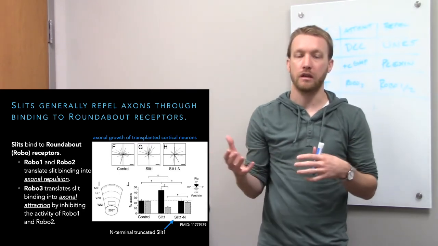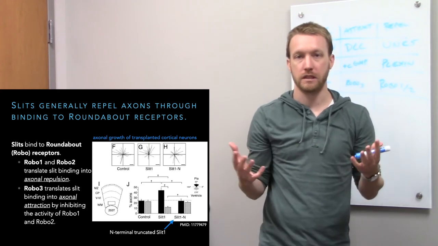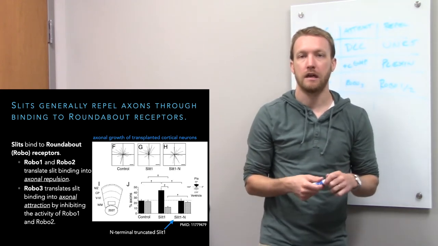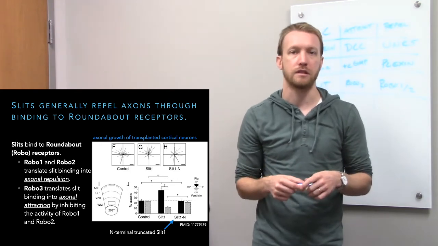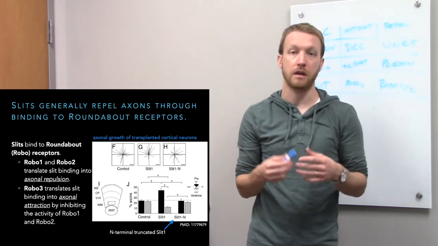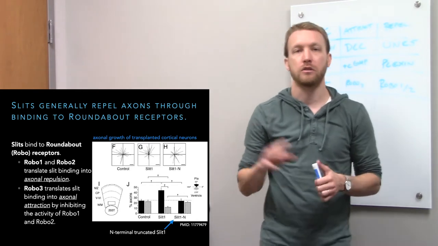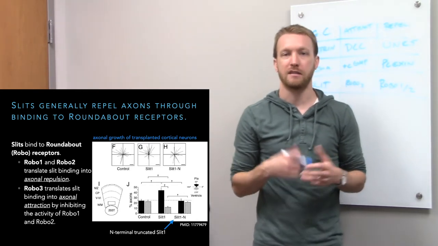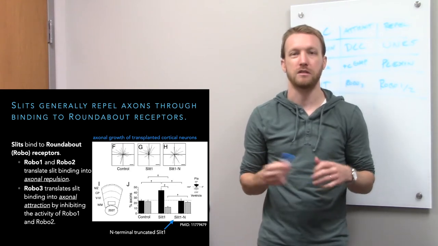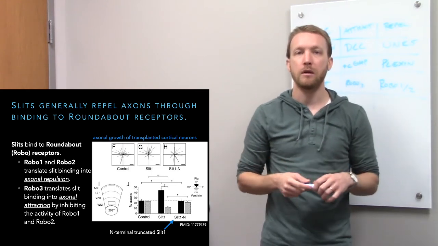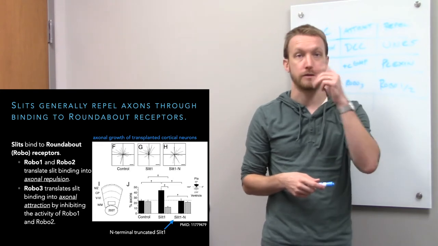There's an N-terminus truncated version that doesn't seem to do anything in this case. It depends on which type of experimental setup you use this in. Sometimes it promotes dendritic growth, sometimes it does nothing in this case. So don't worry about that slit N. That's a laboratory-derived form of slit. So this just tells us that the N-terminus is probably important for the function of slit binding to the roboreceptors.